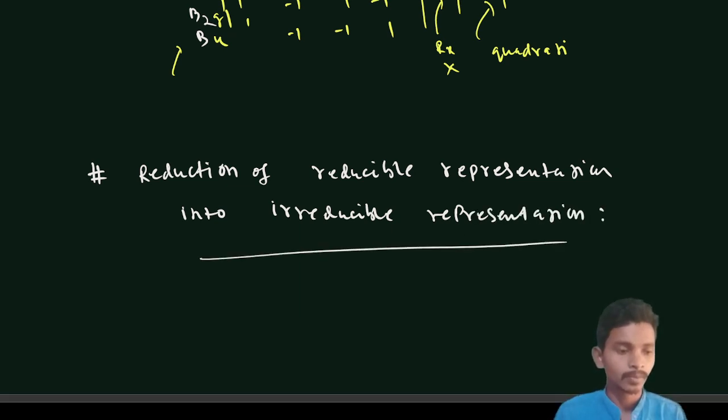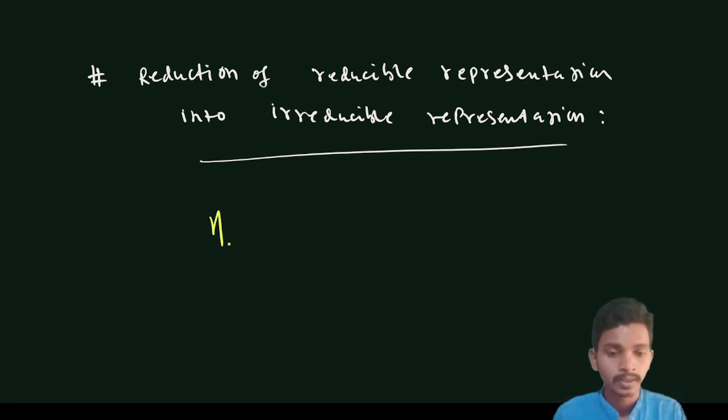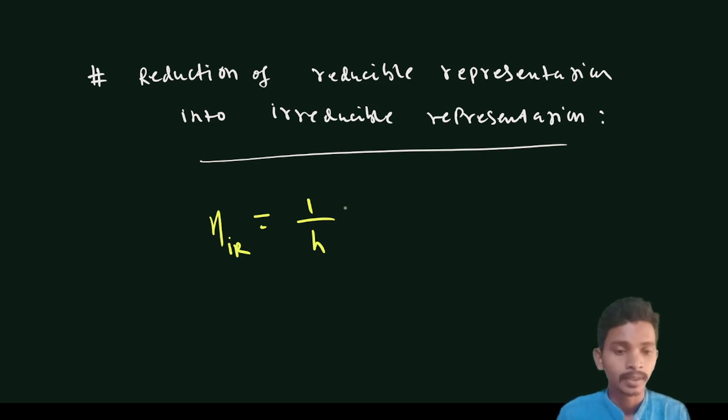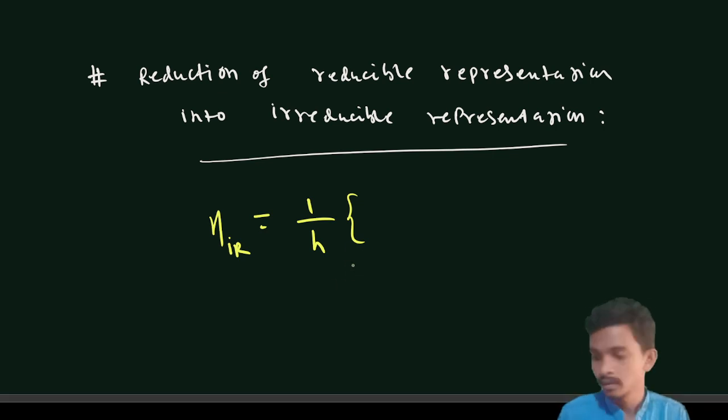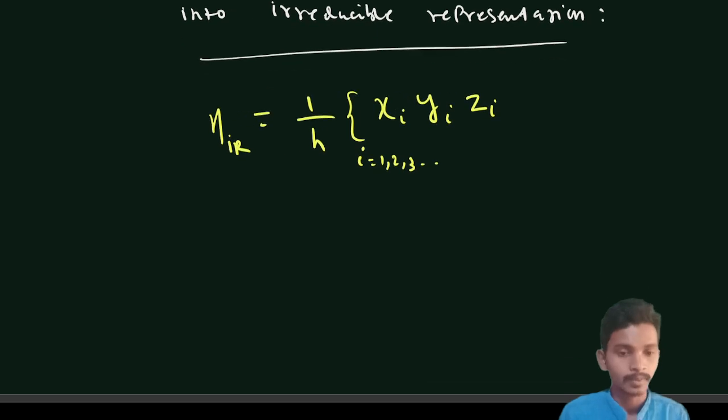Okay, so for this one formula I will write. Let's say this is the irreducible representations. For this, what I do, order 1 upon h, and this is n, this will be I can be 1, 2, 3, dot dot dot, and here it will be xi, yi, and zi.